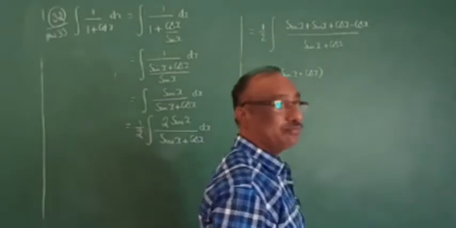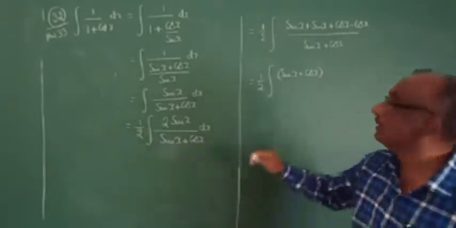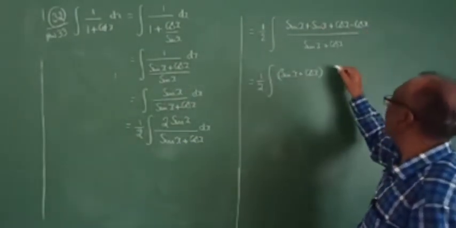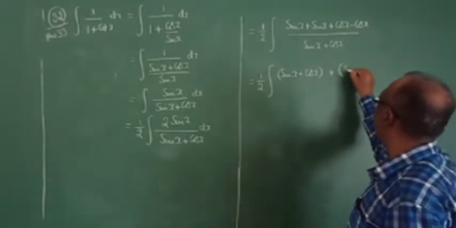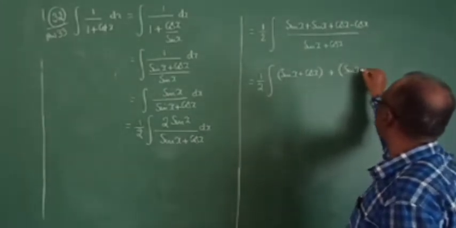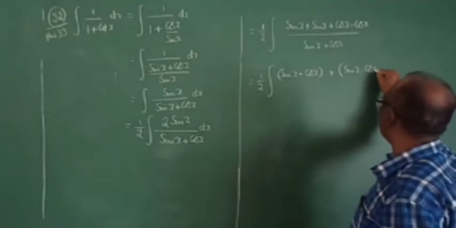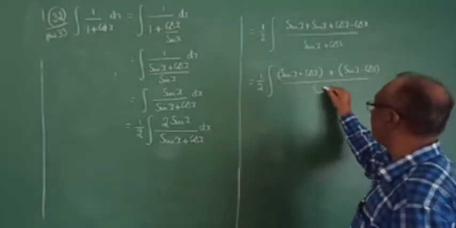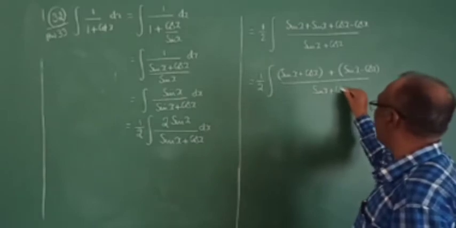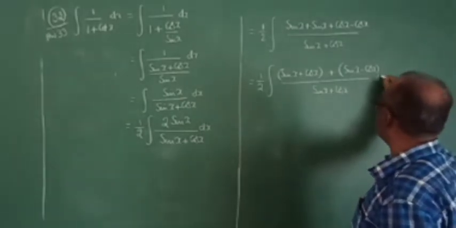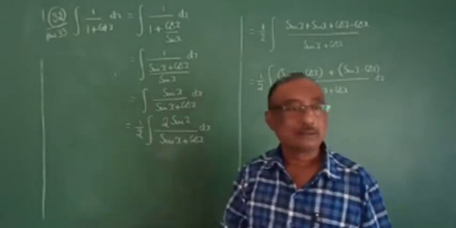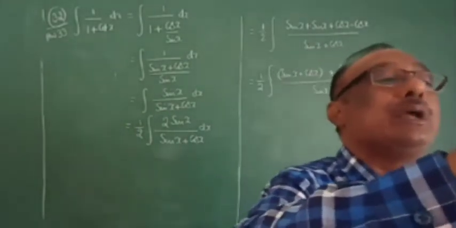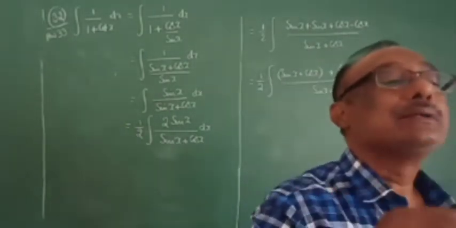Second group, what is the second one here? One more sin x and minus cos x, so sin x minus cos x, over sin x plus cos x into dx. Why I am doing the grouping, understand everyone.